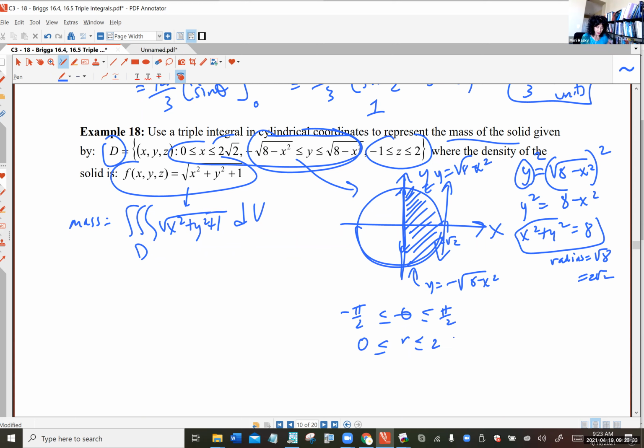And r is going from 0 to 2 square root of 2. So this is key that you understand this. Any questions on how I got those limits from this right half semicircle?